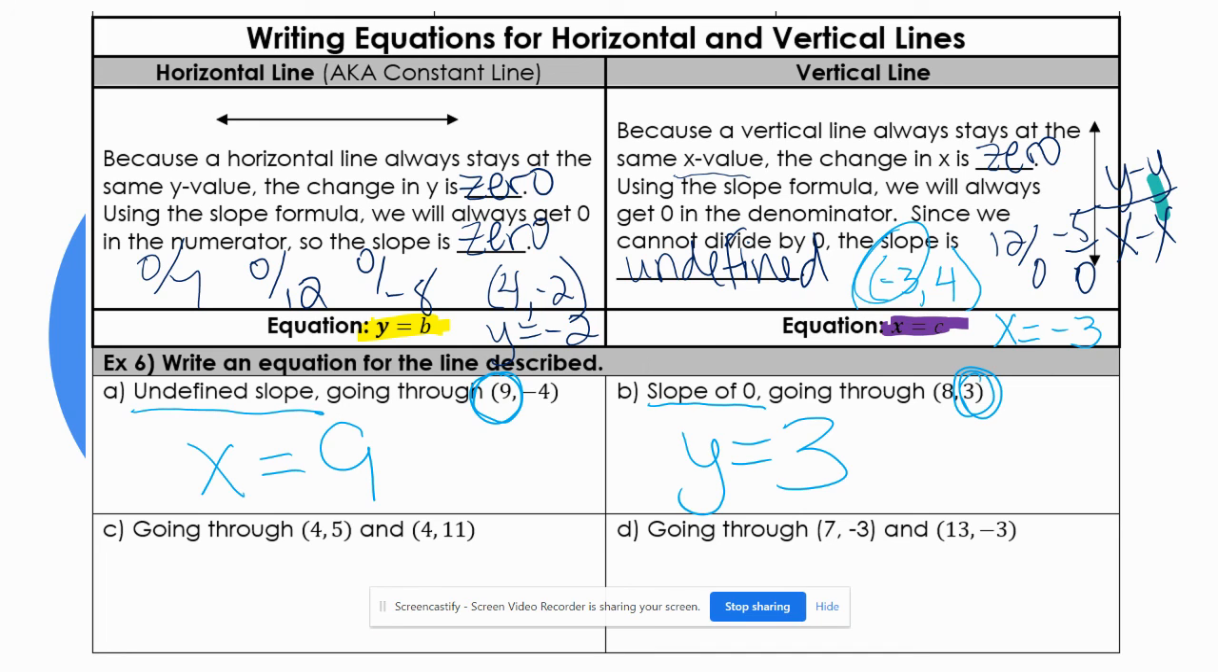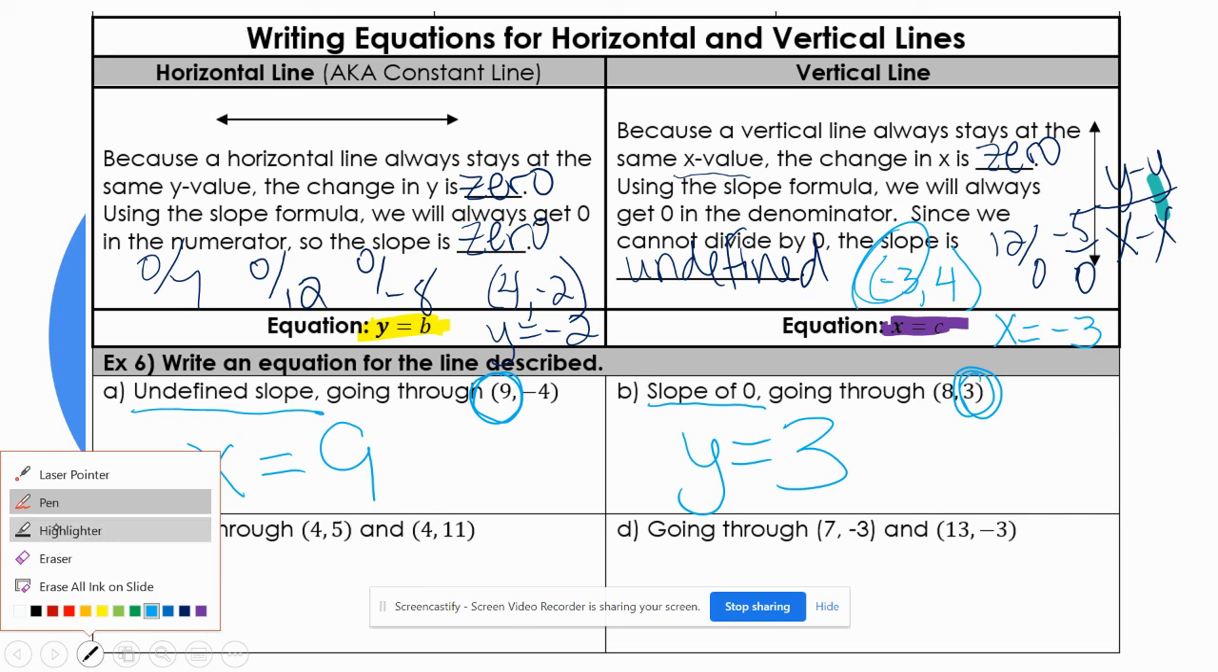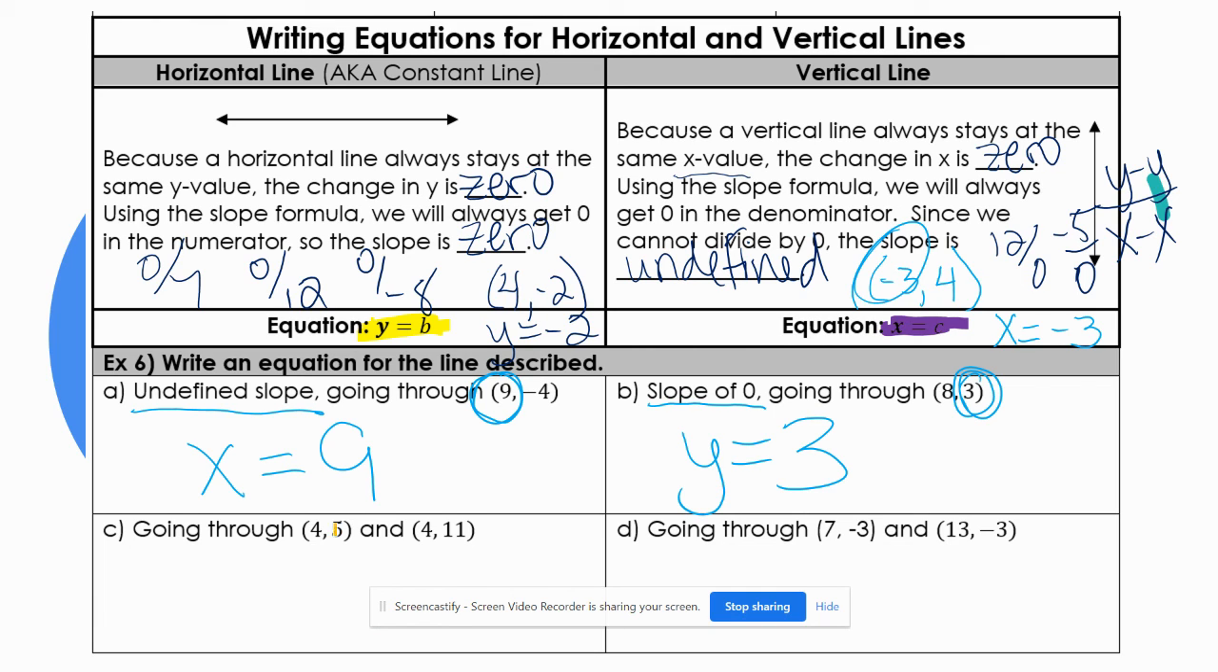For C and D, we can use slope formula, absolutely, but I want to share something with you. I'm going to do highlighter and I'm going to change it to this color. If I'm looking at these two ordered pairs, I notice that the first x is 4 and the second ordered pair also has x is equal to 4. Our x value is the same in both of those. That means this is going to be undefined slope and have the equation x is equal to 4.